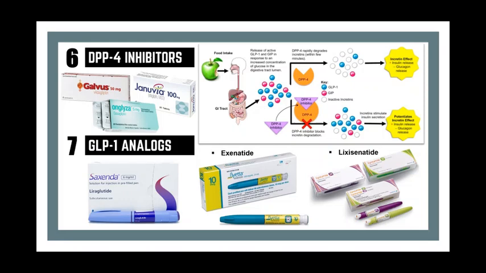The next glucose-lowering agents that we will cover are DPP4 inhibitors, or dipeptidyl peptidase 4 inhibitors, and GLP-1 analogs. Sitagliptin, saxagliptin, and linagliptin are inhibitors of dipeptidyl peptidase 4. This enzyme, the DPP4 enzyme, will degrade the incretin hormones such as GLP-1 and GIP. This degradation occurs within a few minutes.